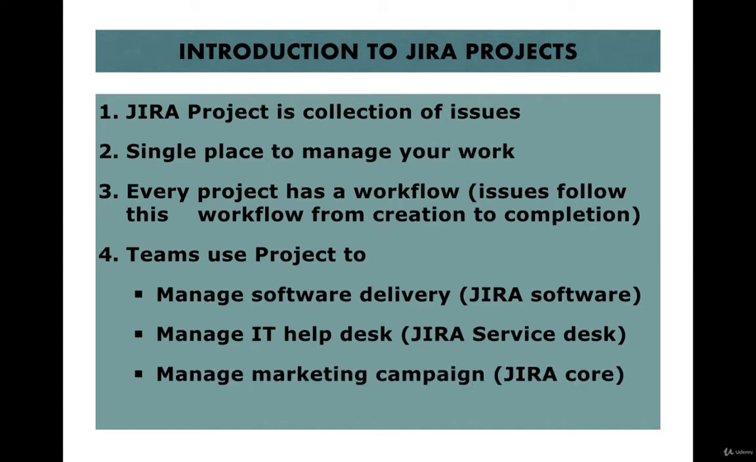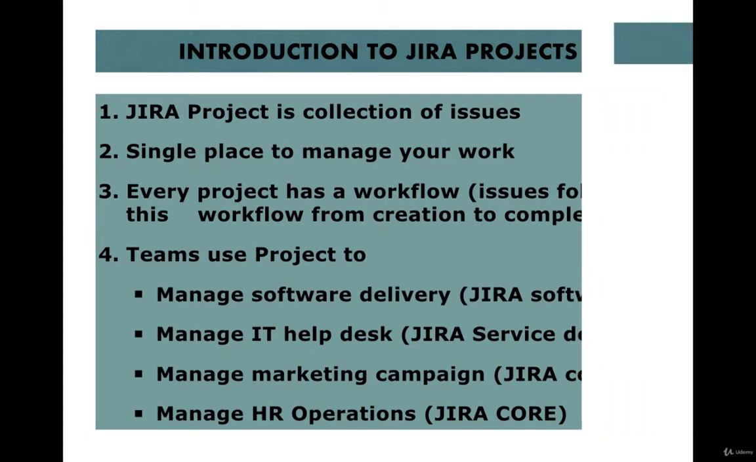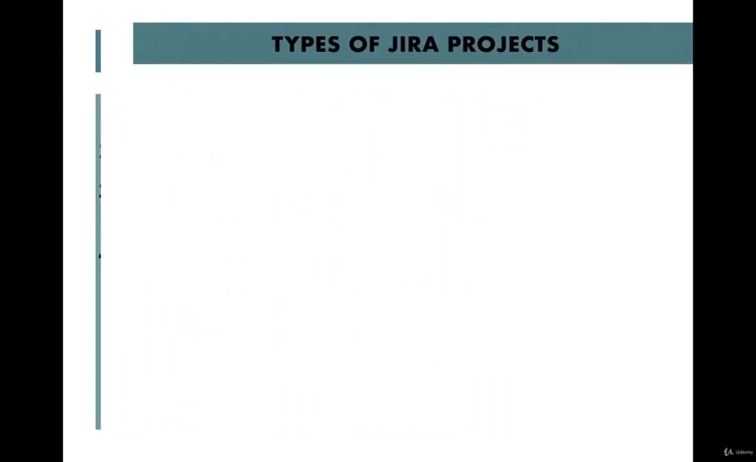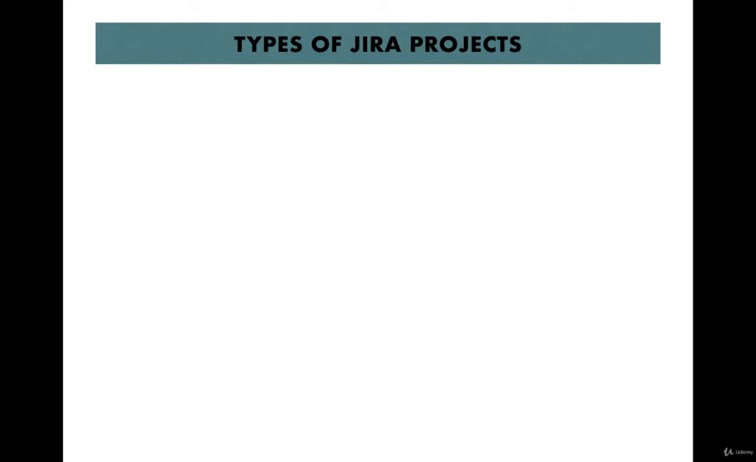Then a marketing campaign project can also be made, or a team can use a Jira project to manage a marketing campaign, which is supported in the Jira Core version of the Atlassian product. Then you can have a project to manage HR operations, which is another Jira Core functionality. Then what are the different types of projects available in Jira?